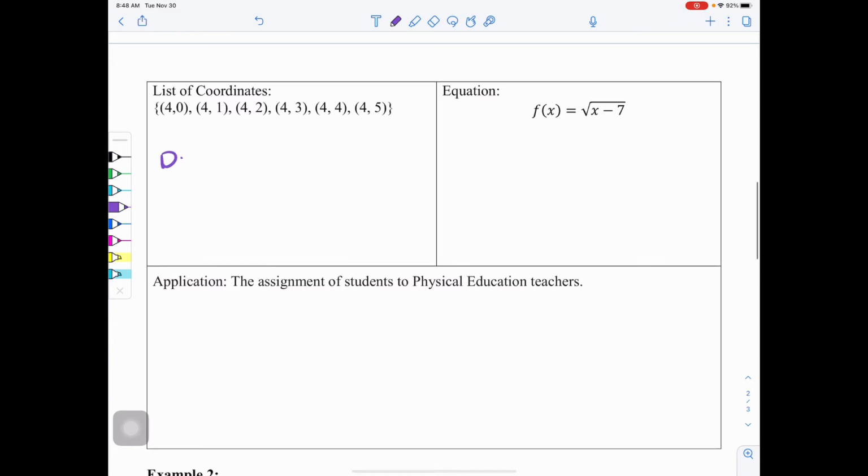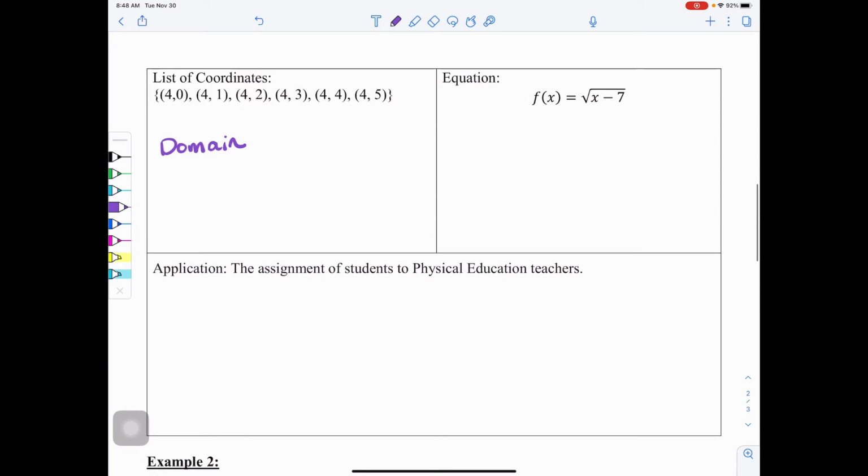So my domain would be the set of all inputs or x values. When I look here at my x values, they're all 4s. So my domain is just the number 4.